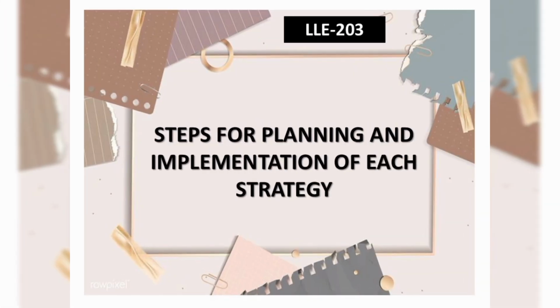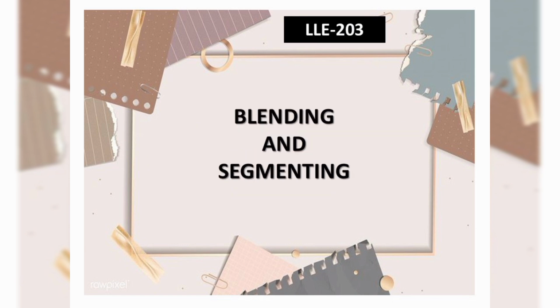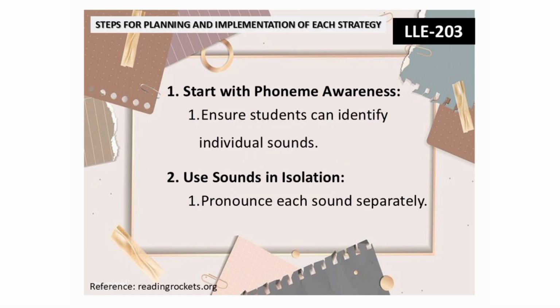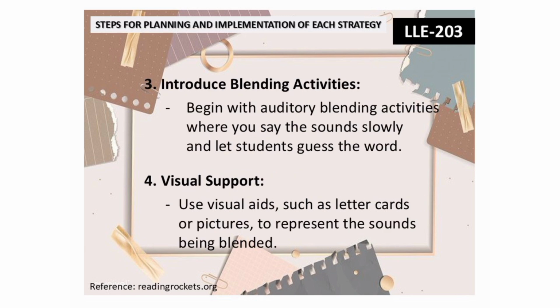Steps for planning and implementation of each strategy. Blending and segmenting. It starts with phoneme awareness, and it ensures students can identify individual sounds of each alphabet letter. It uses sounds in isolation, which pronounce each sound separately. Third step, introduce blending activities.